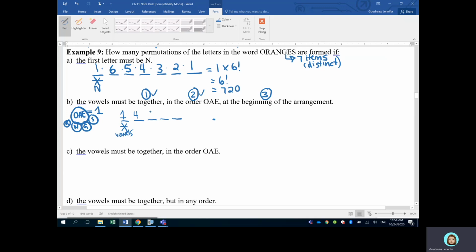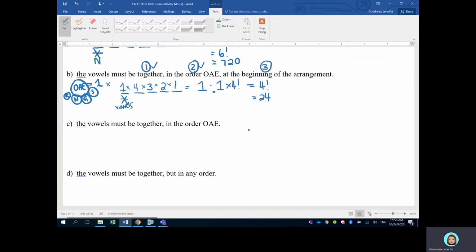Once I put one down, I can't use it again, so 3 choices for the next blank, 2 and 1. Fundamental counting principle says to multiply all our numbers up. So we have 1, which represents the arranging of the vowels, times 1 times 4 factorial, which is the arranging of our blanks. This reduces to just 4 factorial or 24 arrangements. You will notice that that is a very small number of arrangements, but there are 3 restrictions here. And each of those restrictions is limiting the number of permutations, so we get a very small number.